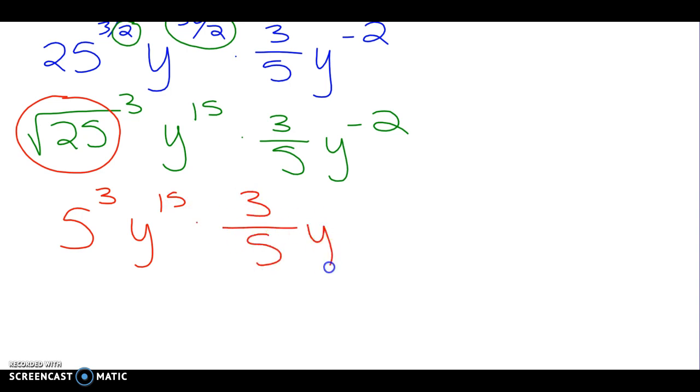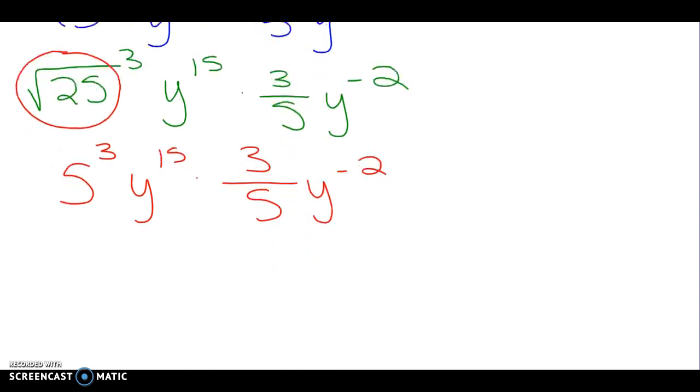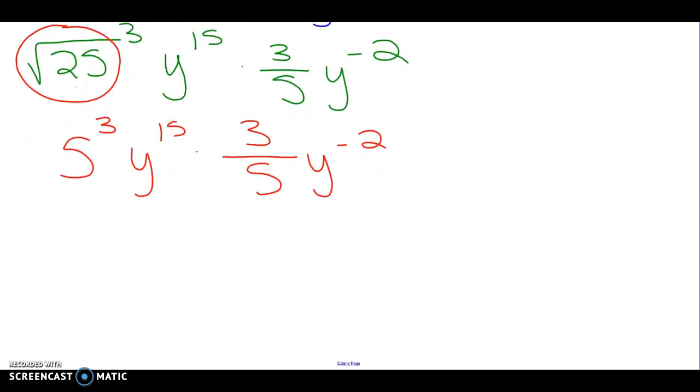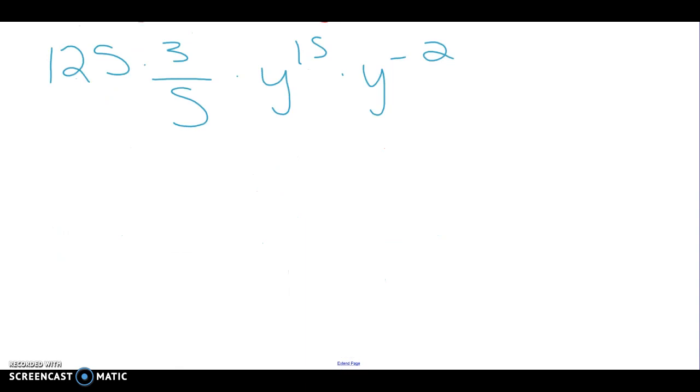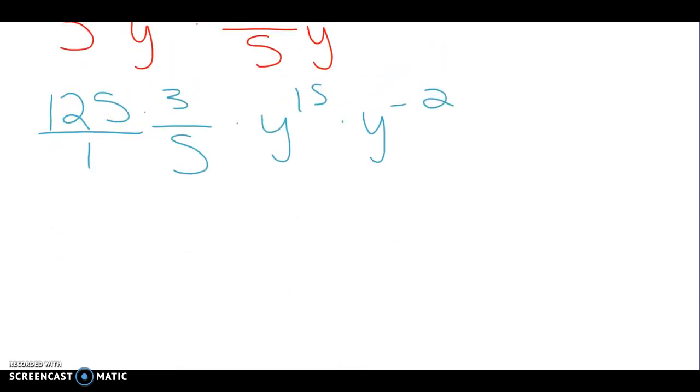Now we're multiplying. Everything that we're doing right now is multiplying, right? So now I have 5 to the 3rd. What is 5 to the 3rd? 125. Now, really, the order of multiplication doesn't matter, right? So I'm going to move the 3/5 right next to it. This is all being multiplied straight across. So the order does not matter. And now, you can put this into your calculator, but what is 3/5 of 125? 75. Yeah, this comes out to 75.